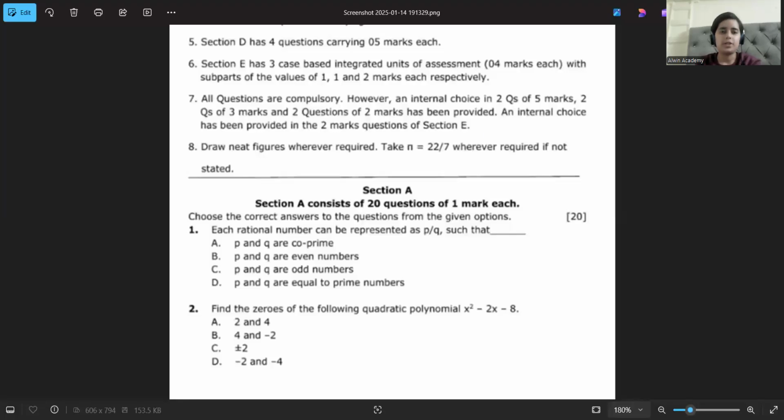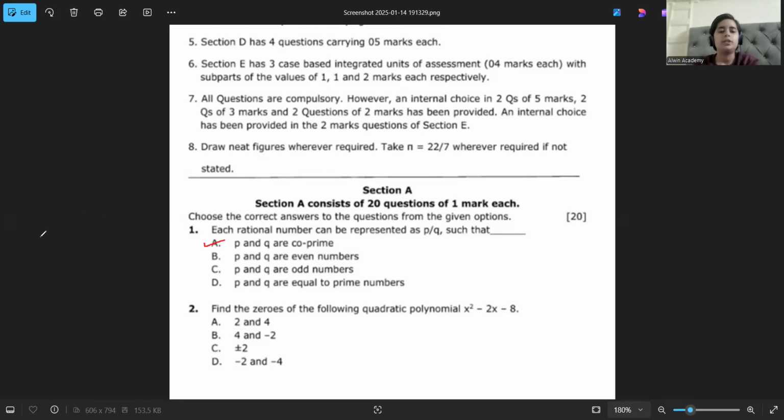Now the first question says each rational number can be represented as p by q such that p and q are... Now these are four conditions given to us, and if we take a look at all of them: co-prime, even, odd and equal to prime numbers. In this case only co-prime is correct, option number A.